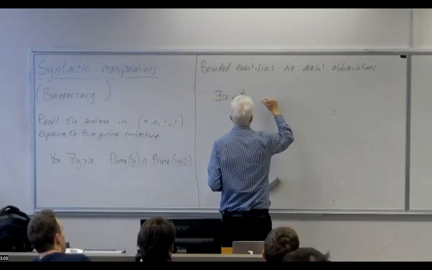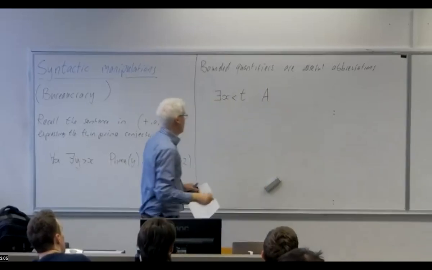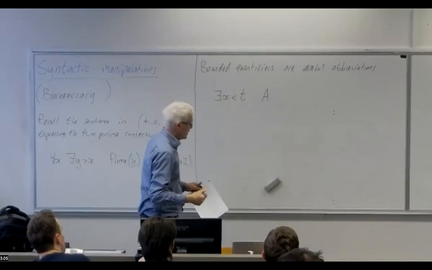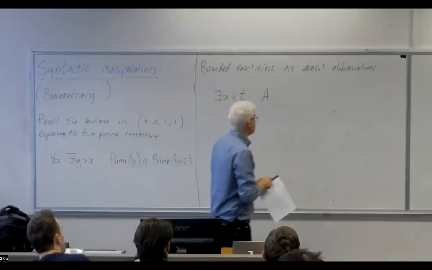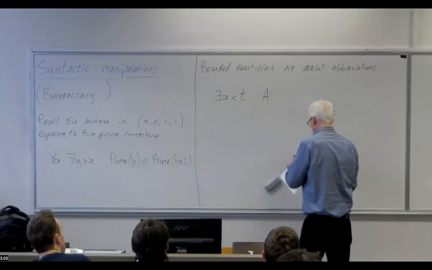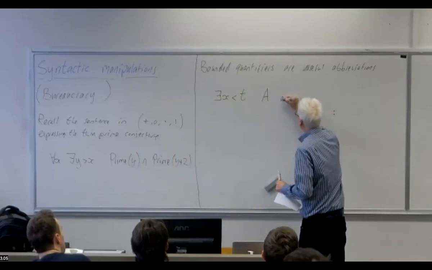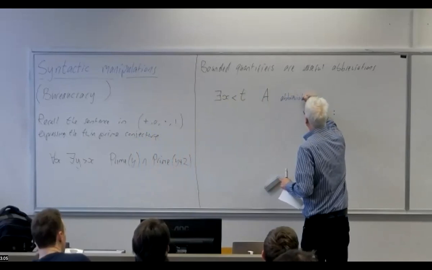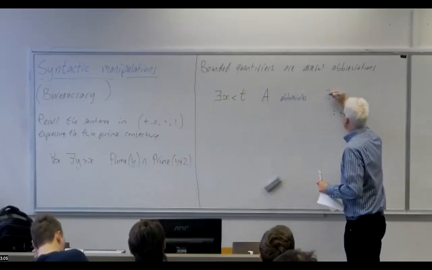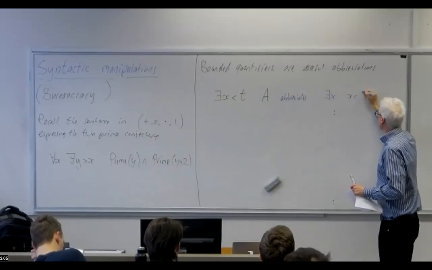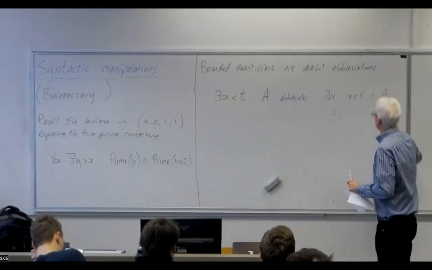So in general, we'll often write formulas of the form: there exists an x less than t, A. And what this means, so this abbreviates: there exists an x such that x is less than t and A.